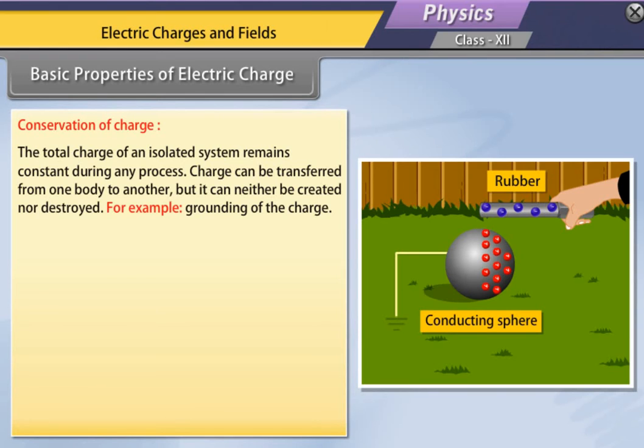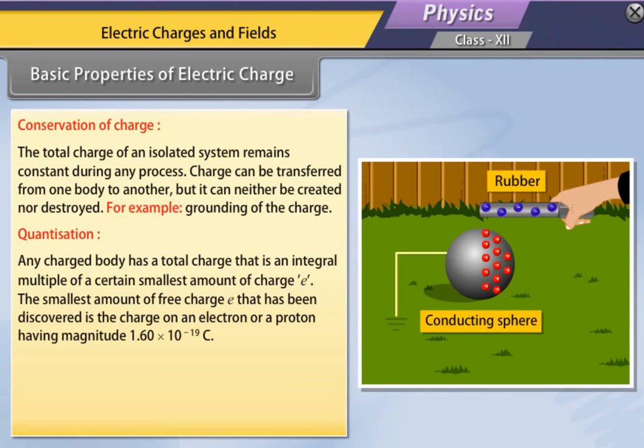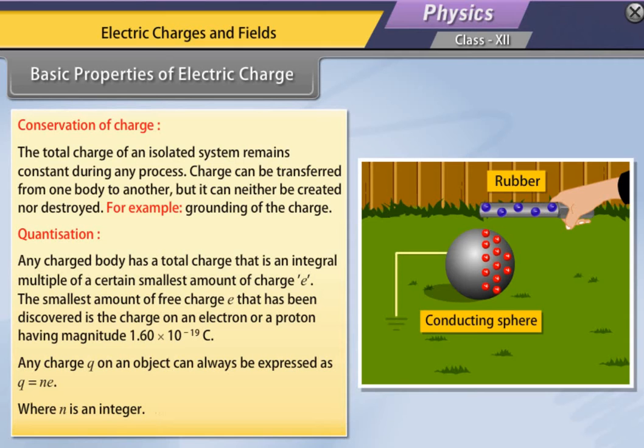For example, grounding of the charge. Quantization. Any charged body has a total charge that is an integral multiple of a certain smallest amount of charge e. The smallest amount of free charge e that has been discovered is the charge on an electron or a proton, having magnitude 1.60 × 10^-19 Coulomb. Any charge Q on an object can always be expressed as Q = ne, where n is an integer.